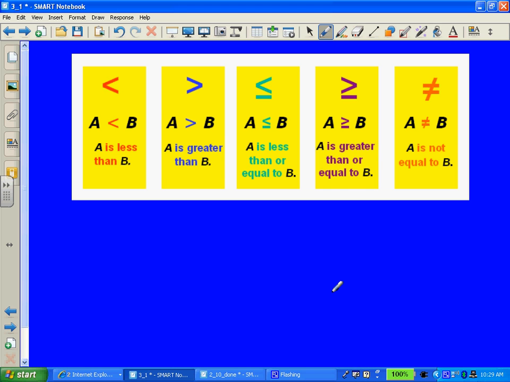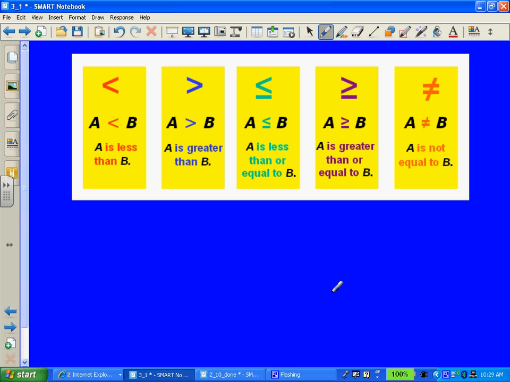So first of all, we need to know what our inequality symbols are. So here's a little chart to help you remember that. We have the less than sign. The less than sign, if you think of it as an arrow, always points to the left. Okay, less than, left. That helps you remember it.